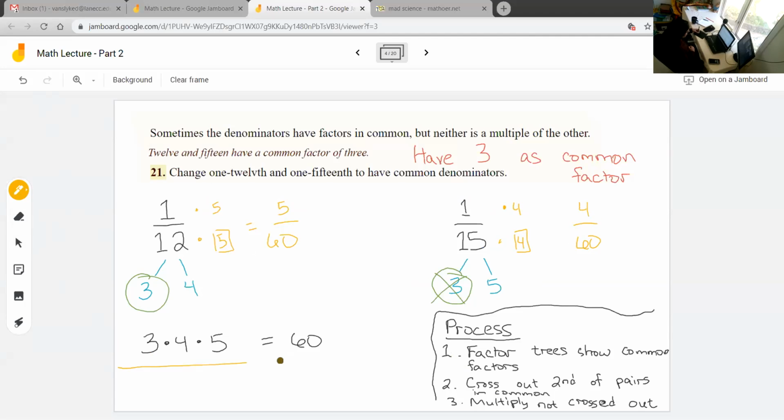And then finally, I can say 5/60 plus 4/60 is 9/60. And I have to do a little bit of reducing, but not as much.